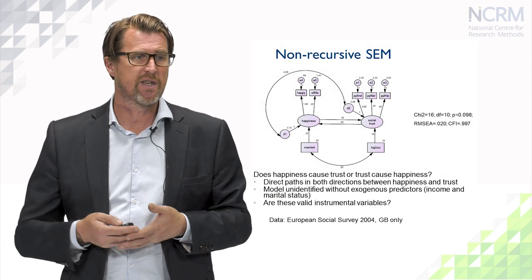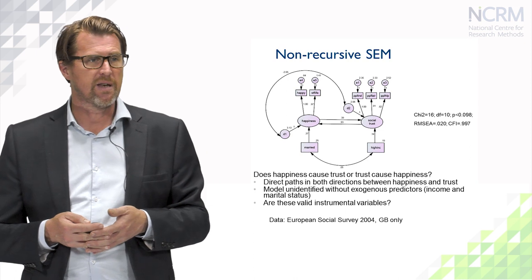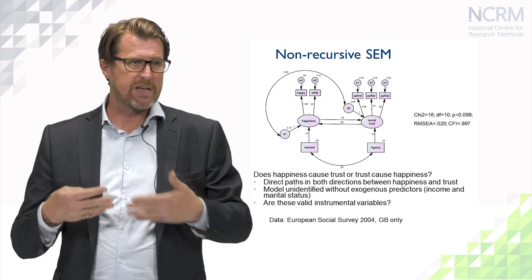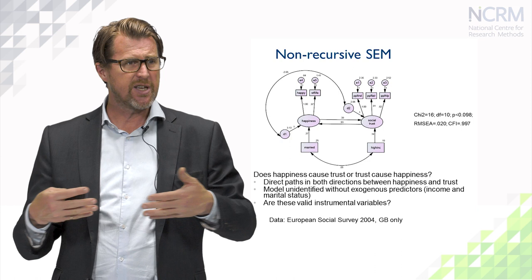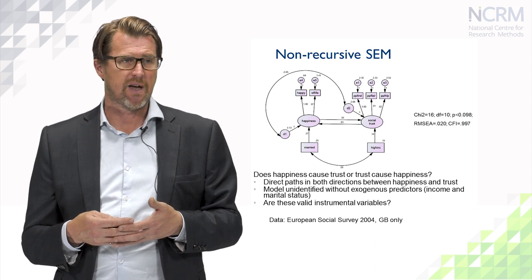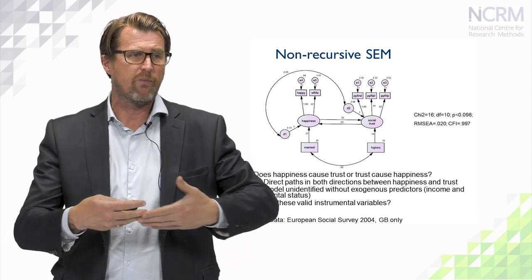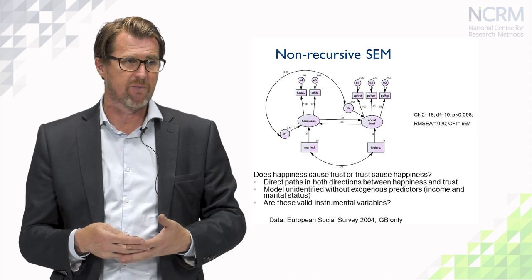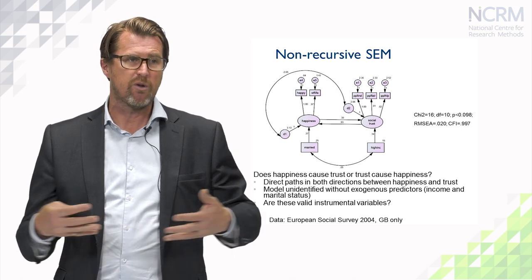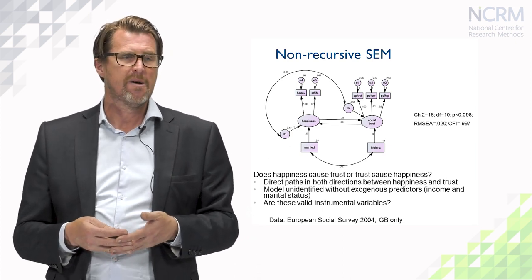Here's an example, again using the European Social Survey data, where we're looking at the relationship between life satisfaction, happiness, and social trust. Scholars have been interested in what the relationship is here, and this model specifies reciprocal causality between these variables. Now, if you just try to estimate that model without the two exogenous variables at the bottom of the diagram, whether you're married and your earnings, it would be unidentified.